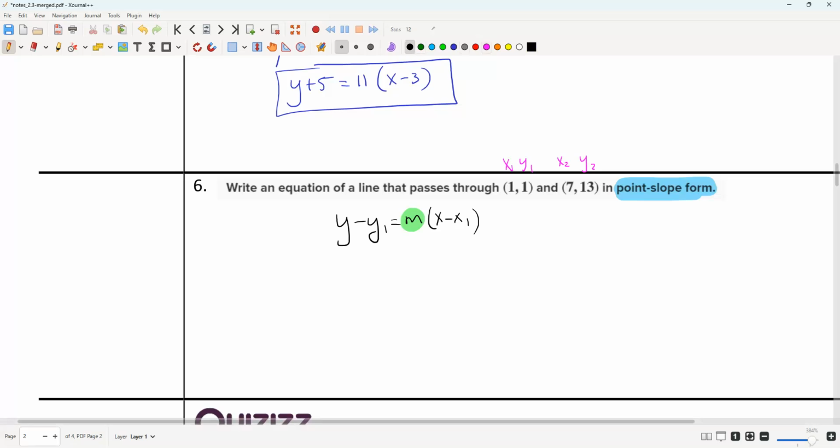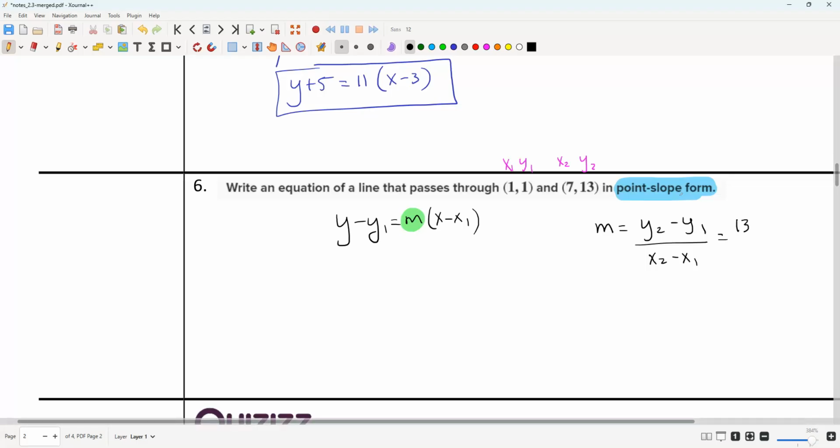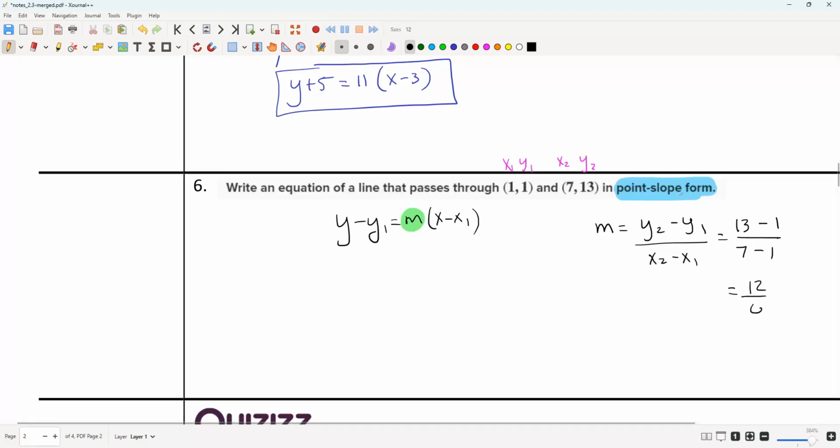And first we're going to calculate the slope off to the side. The slope equation is going to be our change in y, or y2 minus y1, over the change in x, which is x2 minus x1. Okay, so we're first going to figure that out, and we can look at our equation here. So we can look at y2. y2 is 13 minus y1 is 1, over x2, which is 7, minus x1, which is 1. So now if we simplify that, we'll get 12 over 6, which is equal to 2. So now we know that the slope is 2.